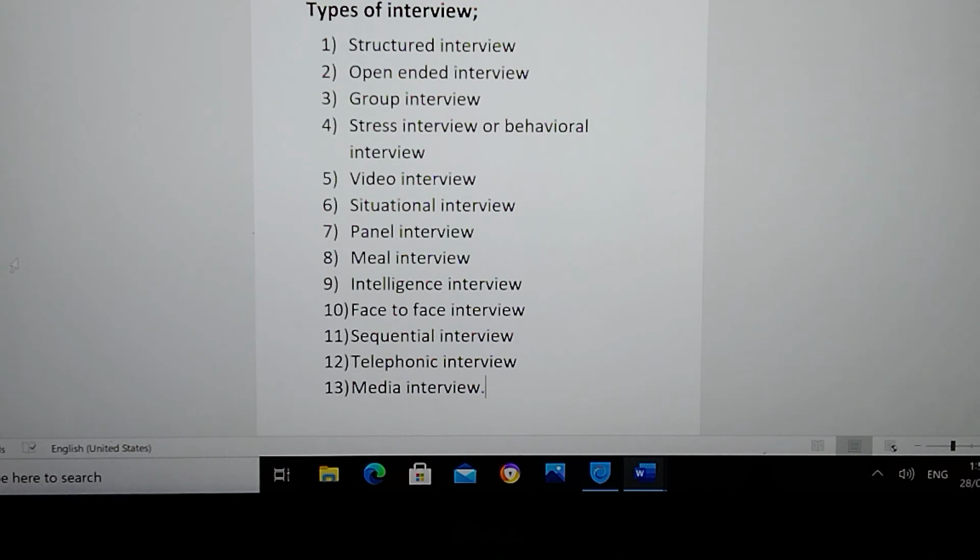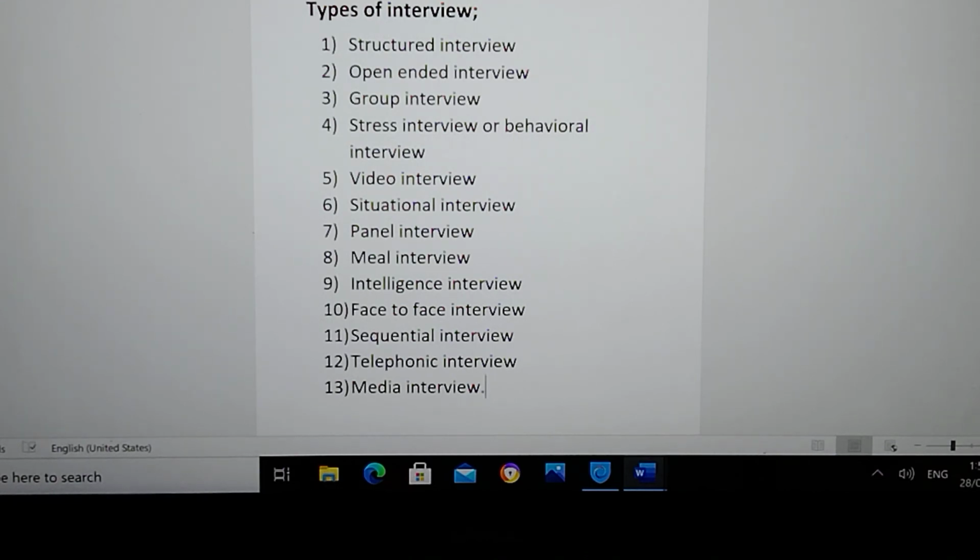And the twelfth one is telephonic interview. It is an interview for employment conducted on the phone. It is often used to screen candidates in order to narrow the pool of applicants who will be invited for in-person interviews. It's also easy. In a telephonic interview, questions are asked by telephone.